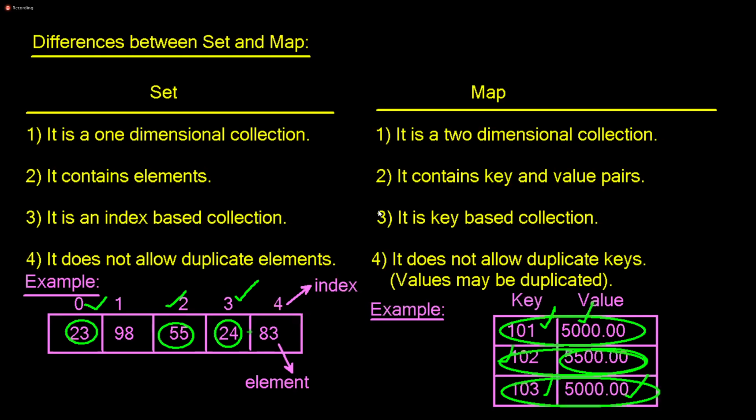Map. Duplicate keys are not allowed. Duplicate values are allowed. Suppose Gmail usernames and passwords are there. Username duplicate allowed or not allowed? Not allowed. Password allowed. Your password and other people's passwords may be the same.